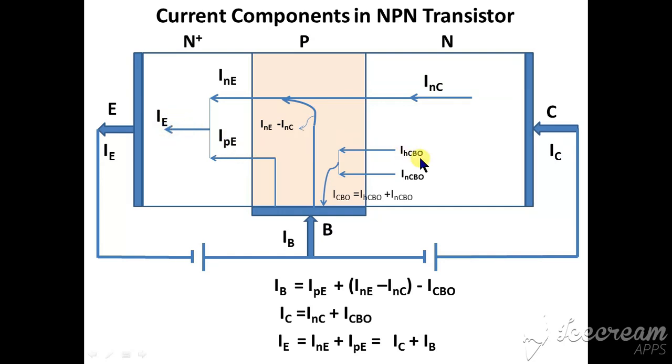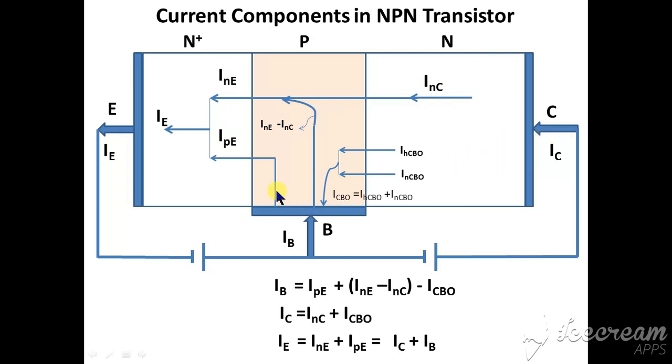Now, IPCBO is the hole current due to the flow of minority holes from the n side to the p side through the collector base depletion region, and INCBO is the electron current due to the flow of minority electrons from the p side to the n side, and the sum of these two currents constitutes the total reverse saturation current ICBO when the emitter terminal is open. And the sum of ICBO and INC constitutes the total collector current.